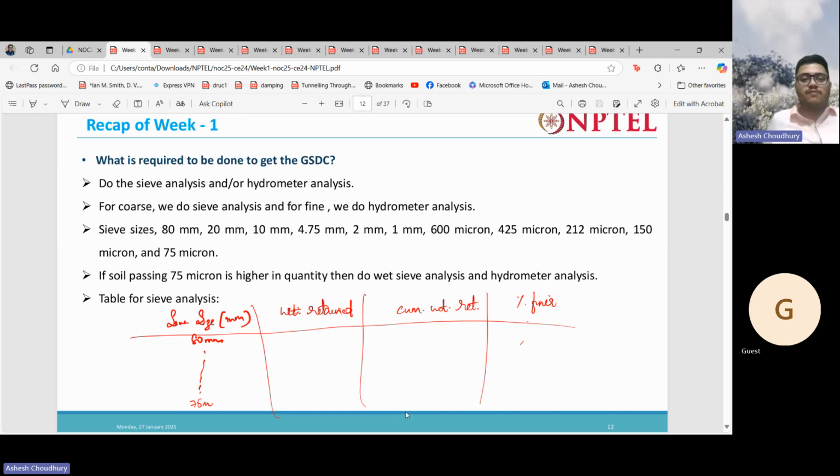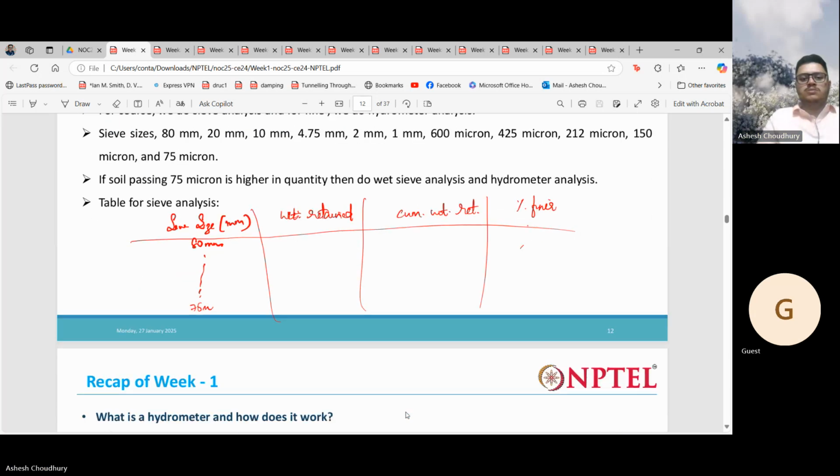So for fine-grained soil, the soil is mainly composed of fine-grained particles, with critical size less than 0.075 mm, that is 75 microns. Then we have to go for wet sieve analysis. So how do you do wet sieve analysis? We do wet sieve analysis using a special instrument called a hydrometer.